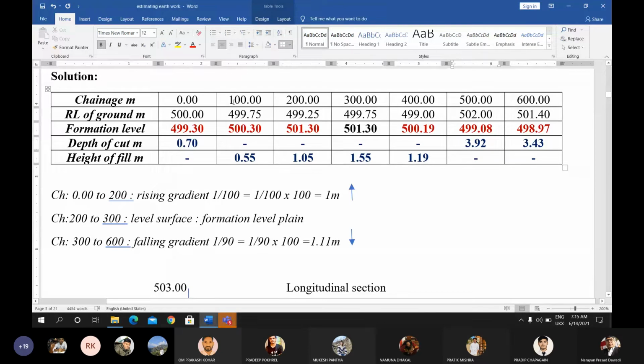So the formation level of the 100 meter channel will be 501.30 minus 1 meter, because the gradient is same from 0 to 200 meter, a rising gradient of 1 in 100. For each and every 100 meter there must be a rise of 1 meter. If you calculate in the backward direction from 200 to 0 meter, there is a fall of 1 meter from 200 to 100 meter and 100 to 0 meter also 1 meter fall.